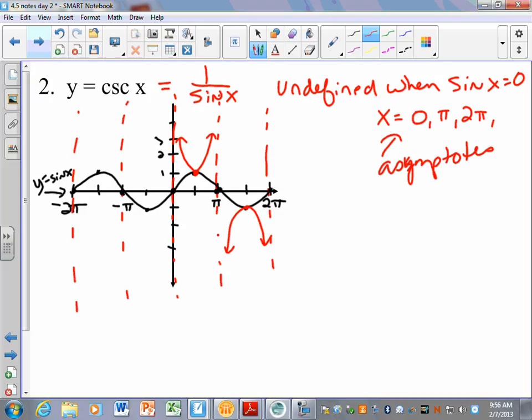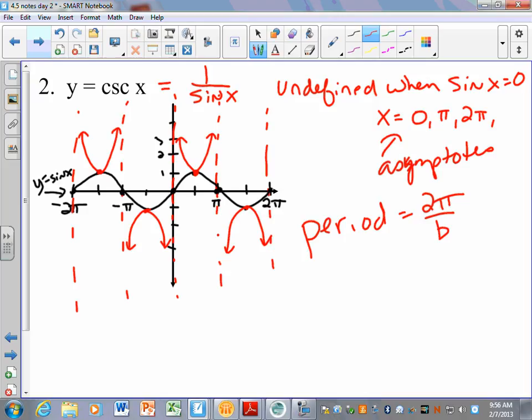Over here, it's the opposite. So now this one is going to go down, and this one is going to go up. And if you want to write here, the period for cosecant is also 2 pi over b.